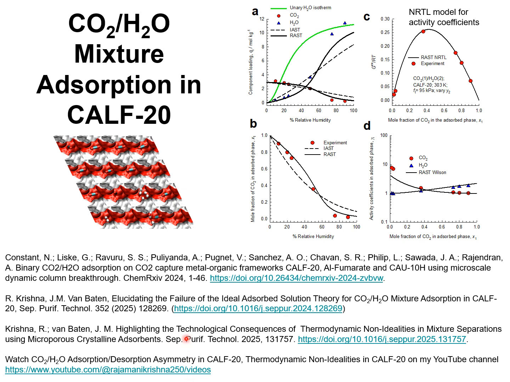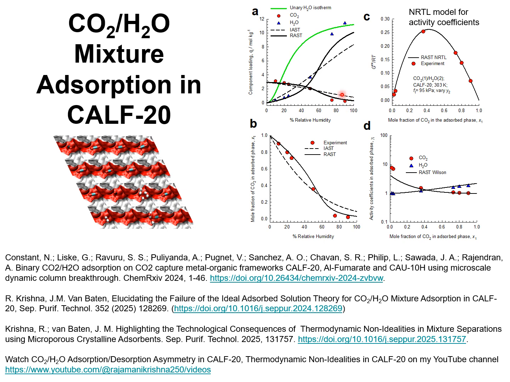In order to demonstrate this, I plot the experimental data of Rajendran and co-workers, published in Chemical Archives 2024, as a function of the percentage relative humidity. The blue triangles are the component loadings for water, and the red circles are the component loadings for CO2. These experimental data are determined from breakthrough experiments. There are significant deviations of the experimental data for CO2 and water loadings from the IAST estimates that are indicated by the dashed lines.